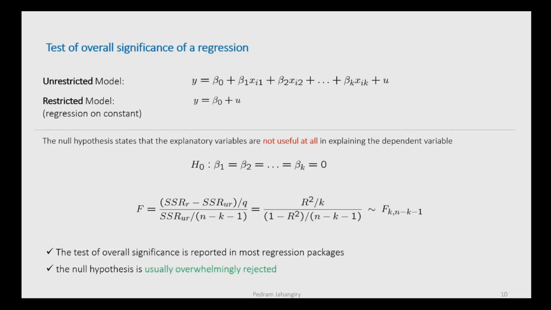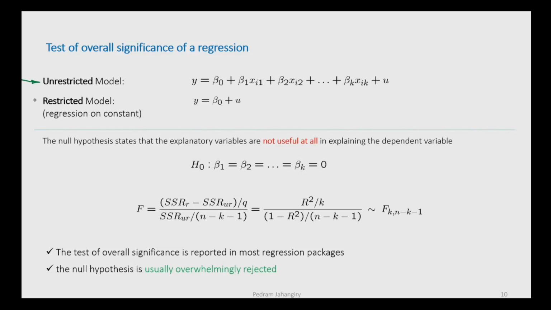Okay, now let's talk about the overall significance of the model. This part is very easy and straightforward. And as I said in the introduction of this class, most of the time we overwhelmingly reject this test, because this is a test of, we call it, the overall significance of the model. Okay, so again, the processes are exactly the same. The steps are exactly the same.